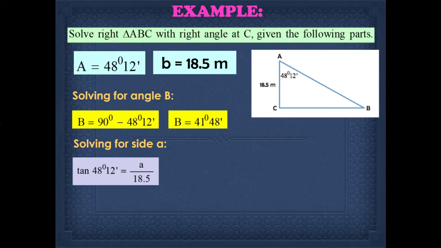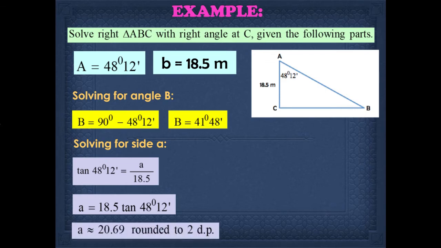Next, to solve for a, we will cross multiply. So a will be equal to 18.5 times tangent of 48 degrees 12 minutes, and that will be equal to 20.69, rounded to two decimal places. Now we have solved for angle B and side a. Therefore, this time, let us solve for side c.